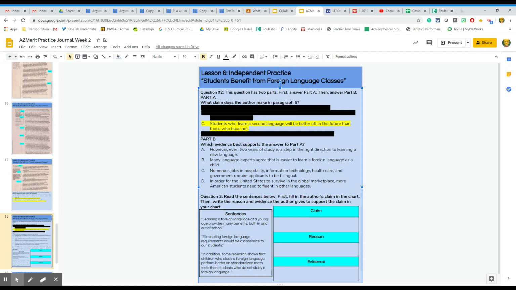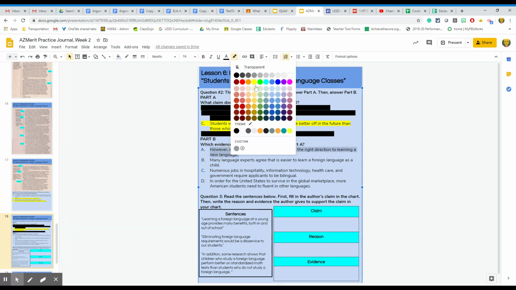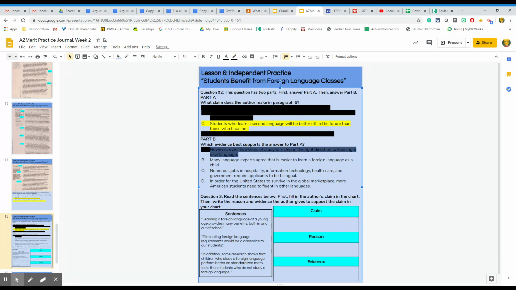Part B, which evidence best supports the answer to part A? And we have A. However, even 2 years of study is a step in the right direction, so learn a new language. That's more so telling us how you learn a second language. So I'm going to go ahead and get rid of this one. B. Many language experts agree that it is easier to learn a foreign language as a child. The whole claim here is about students who learn a second language will be better off in the future. This just talks about how it's easy to learn a second language when you're a child. So B is not the correct answer.